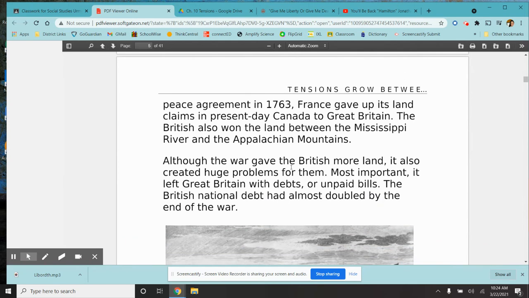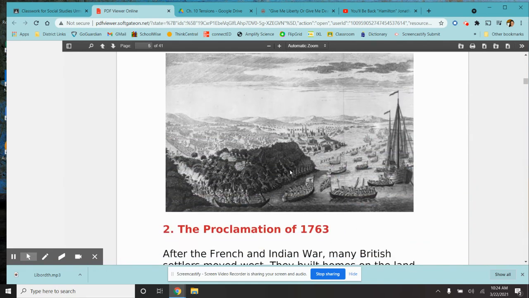Although the war gave Britain more land, it also created huge problems for them. Most of it left Great Britain with debts, or unpaid bills. The British national debt had almost doubled by the end of the war.